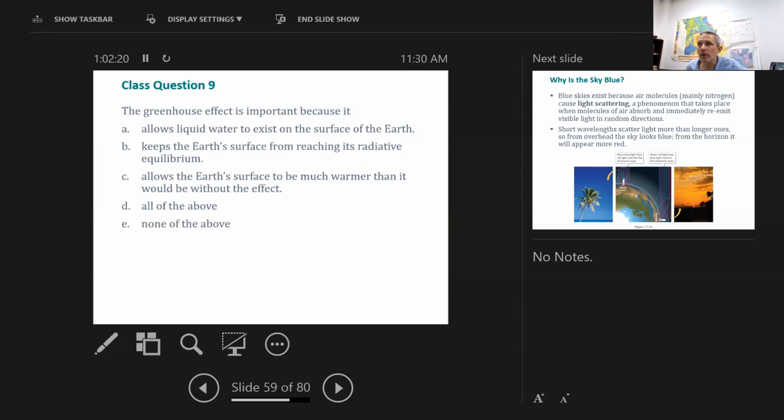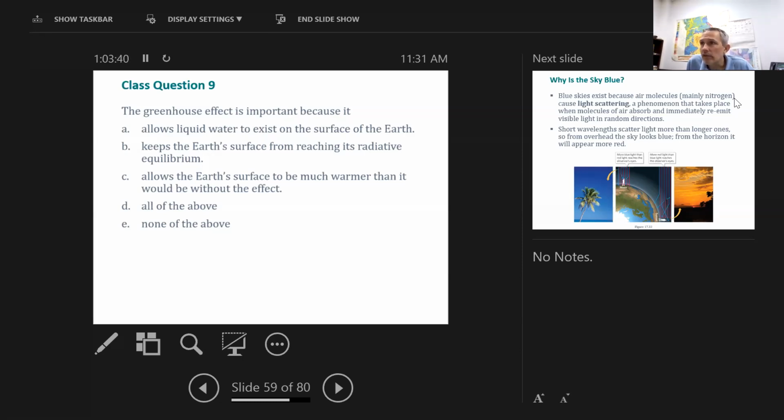So the greenhouse effect is important in that it does allow liquid water to exist on the surface of the Earth, because it allows the Earth's temperature to be very, very stable. At night, when we don't have sunlight, the fact that we have water vapor and carbon dioxide keeps the Earth's temperatures significantly warmer than we would have if we didn't have those greenhouse gases. It keeps the Earth's surface from reaching its radiative equilibrium. There's a lag where we are holding back some of that heat at night. And so it's constantly cycling as the Earth is spinning, changing the amount of heat on Earth.